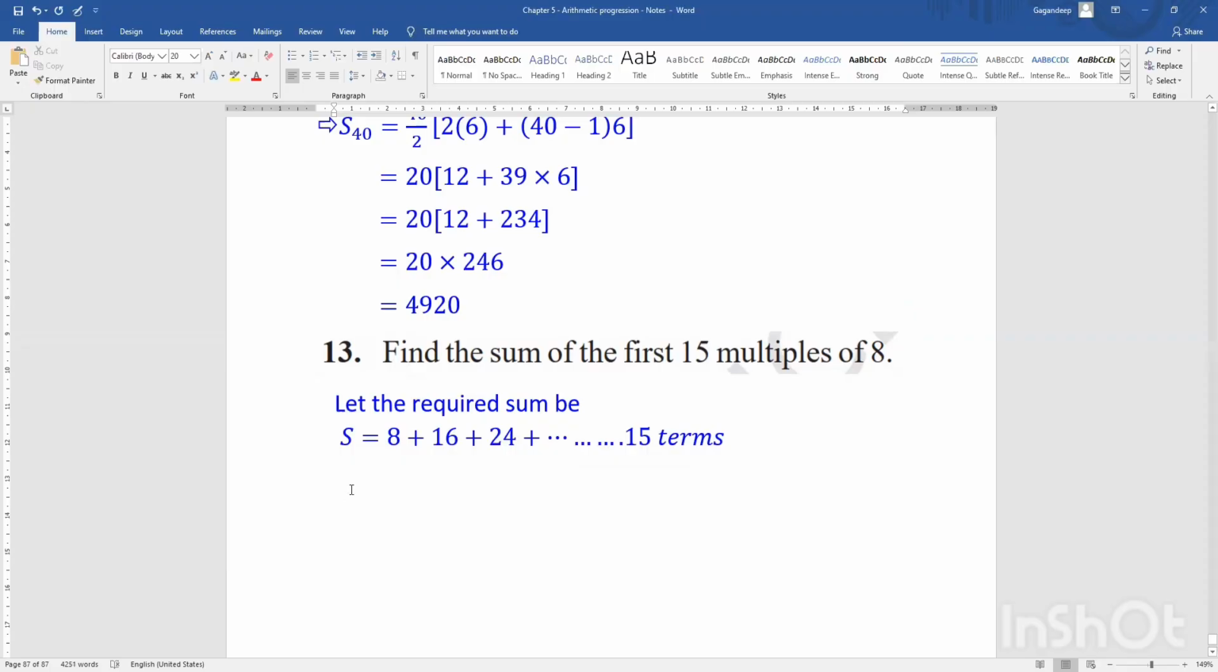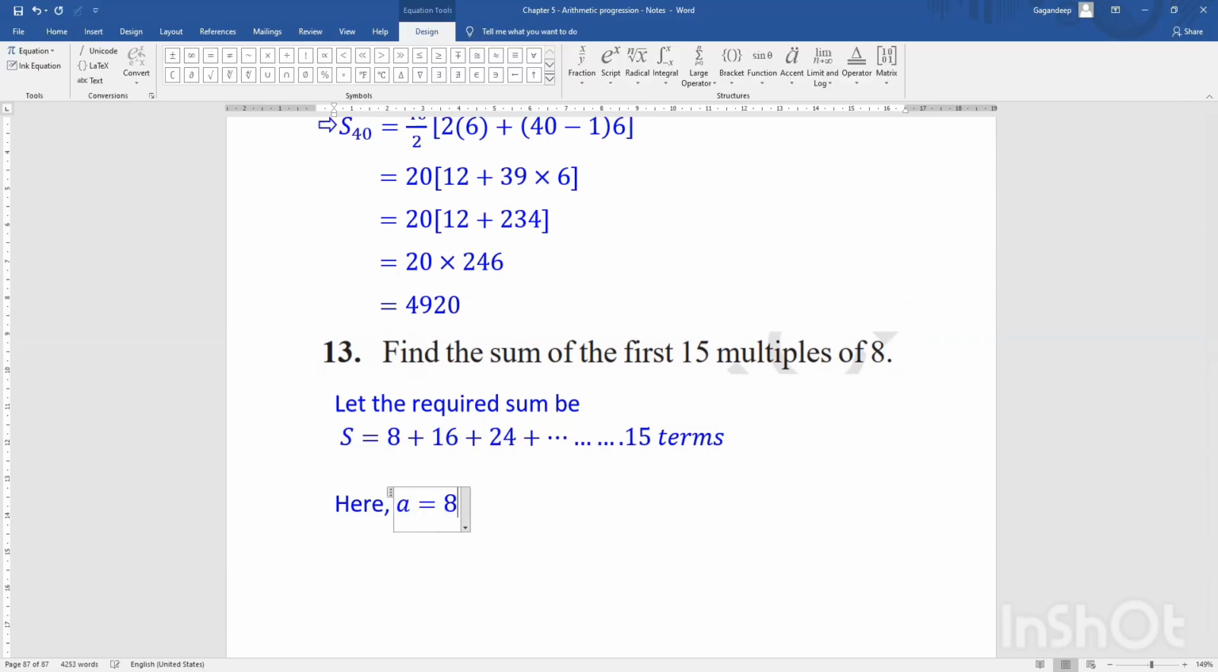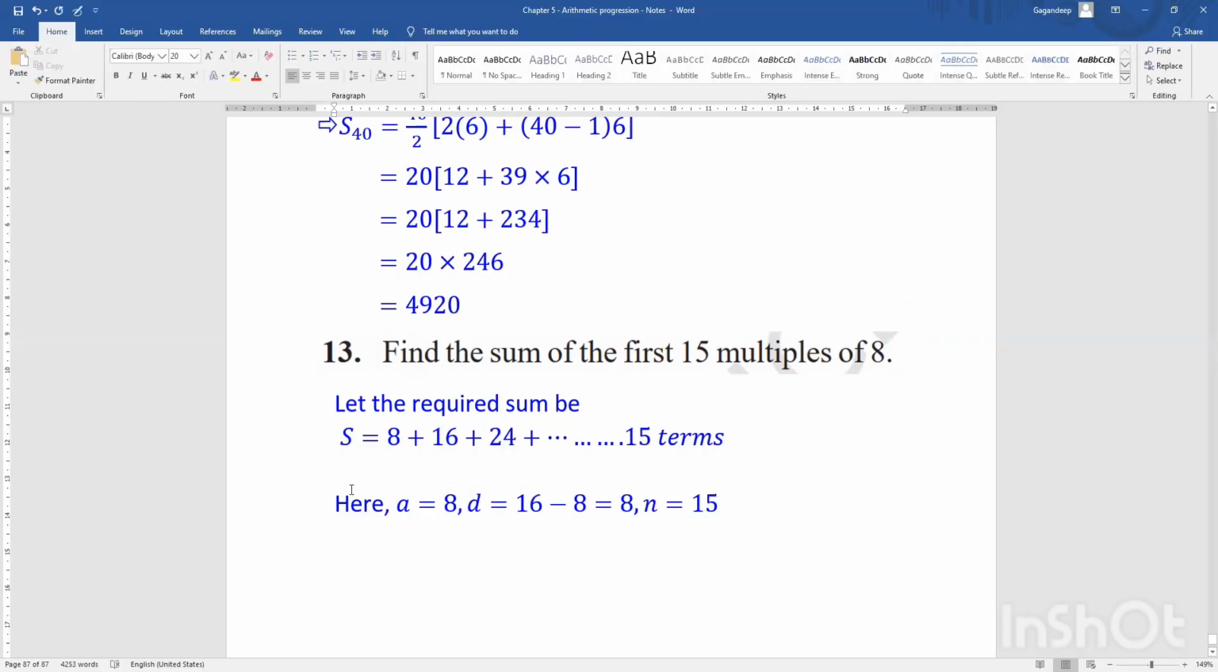Now here, what is given? Let's write down. Here we have a equals 8, d equals 16 minus 8, which is also equal to 8. And how many terms are given? 15 terms, right? n equals 15, correct? I need to find out S15.